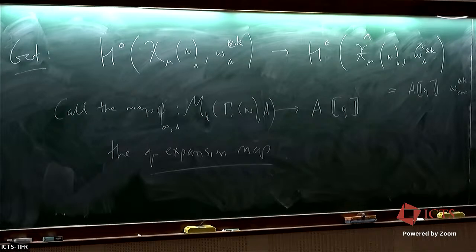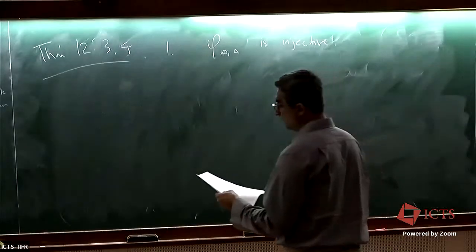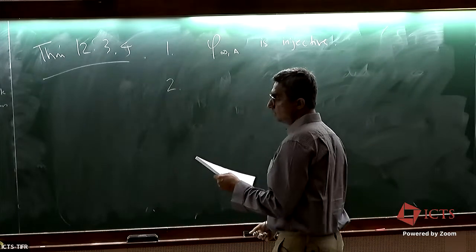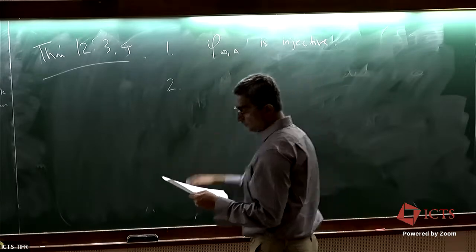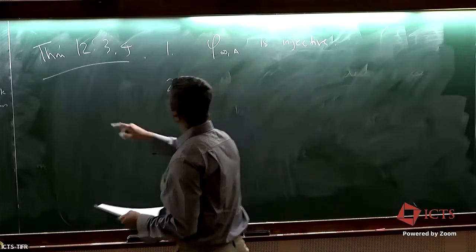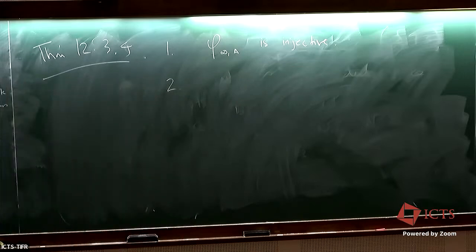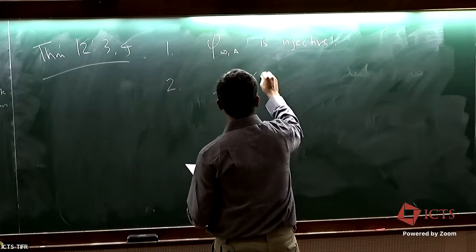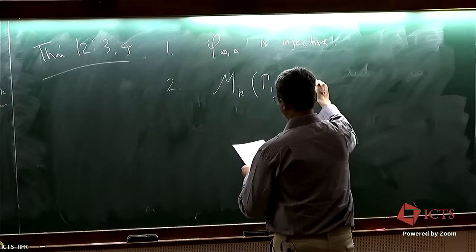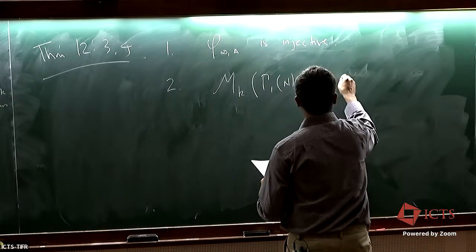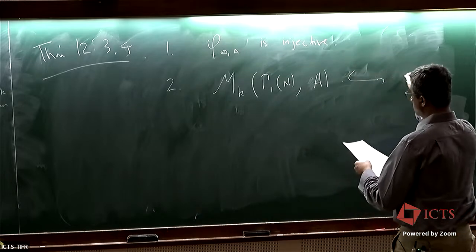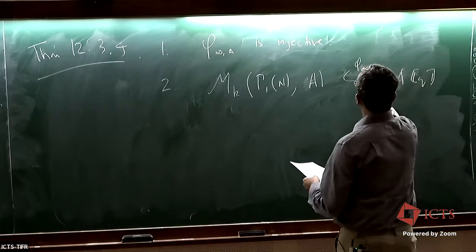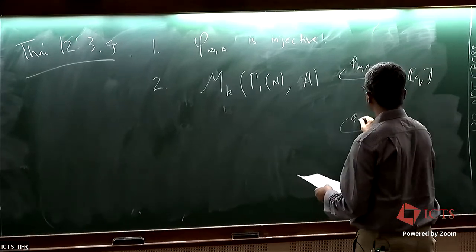Okay, so what are some parts of this theorem? The first one is that this map is injective. And the second part is that actually the space of modular forms coincides with the space that we had before. So more precisely, the following diagram commutes. To write injective, assuming part one, these things are injective. So we have phi infinity A, and similarly we have phi infinity B.